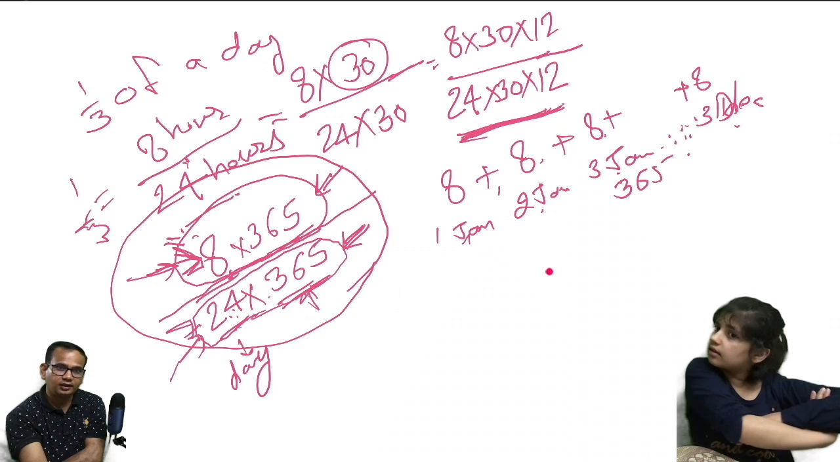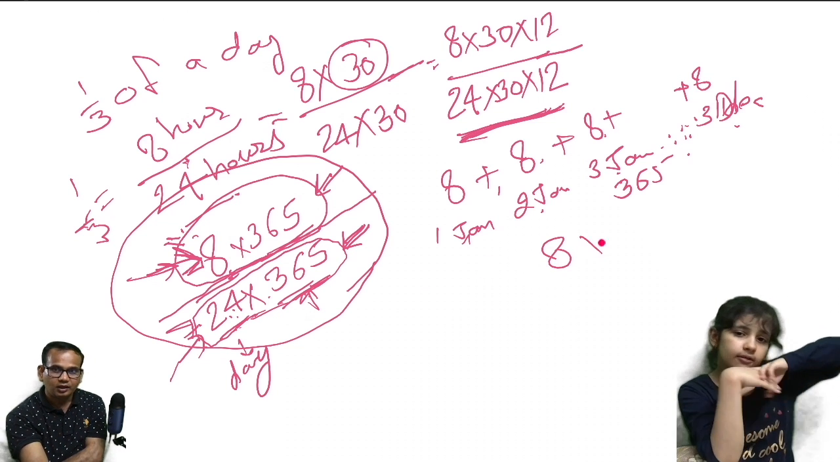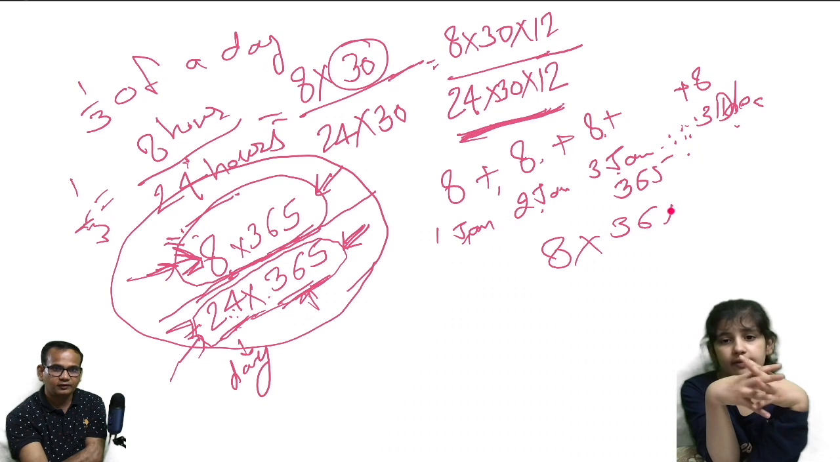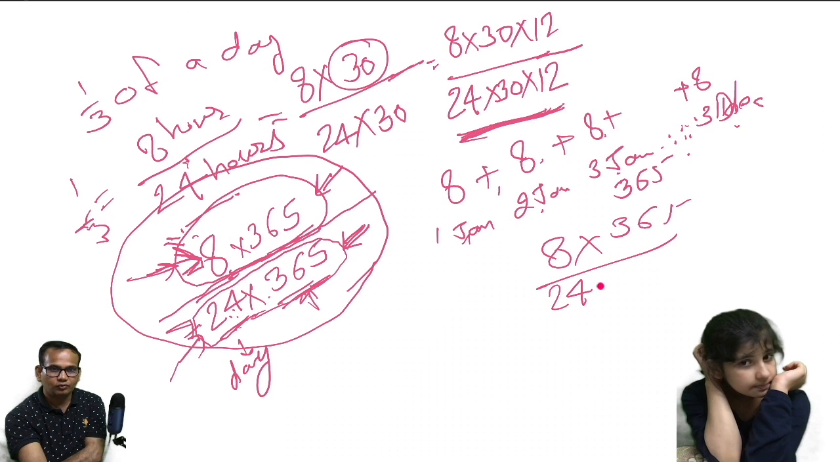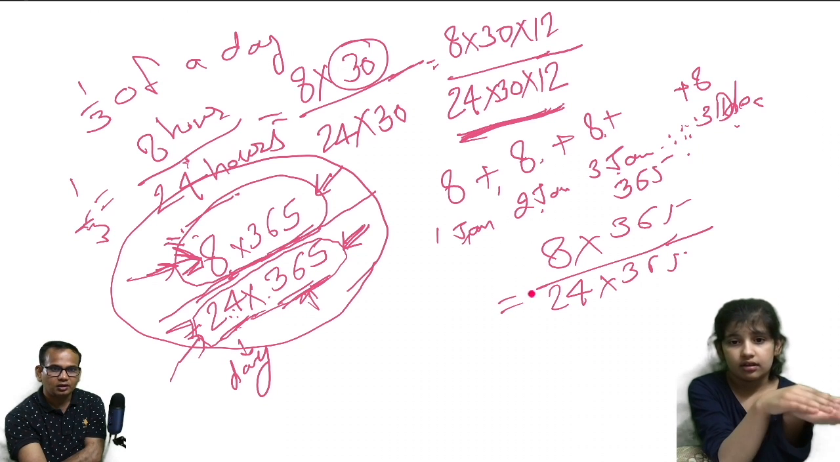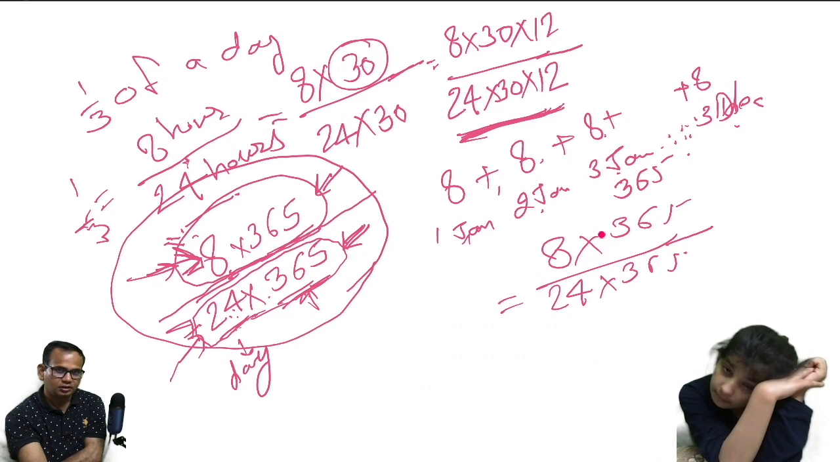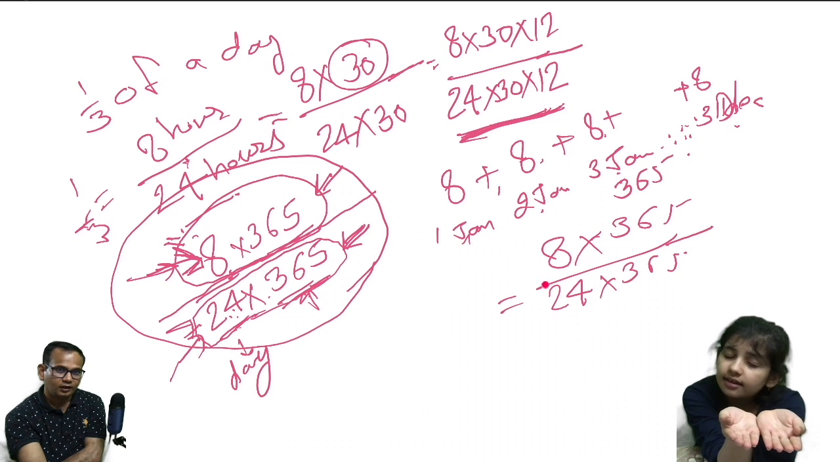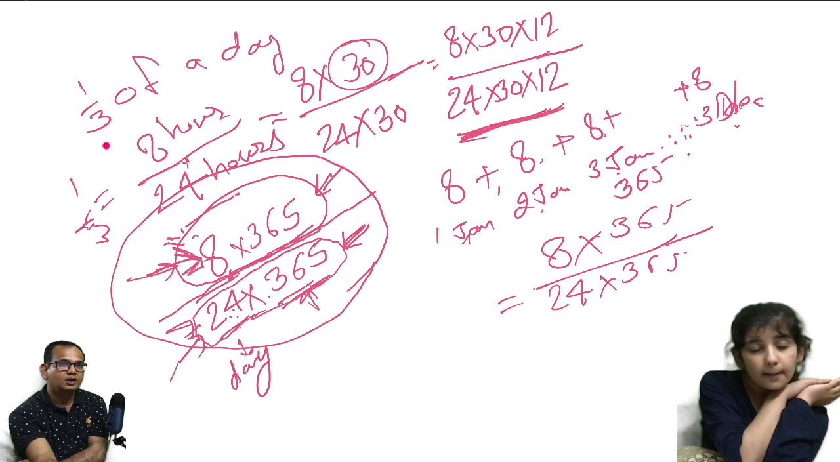8 multiplied by 365 divided by 24 multiplied by... divided by 24? Here you did not write anything. Here you see, can you see here? Yeah, multiply, but there is this division sign. See how you have done.